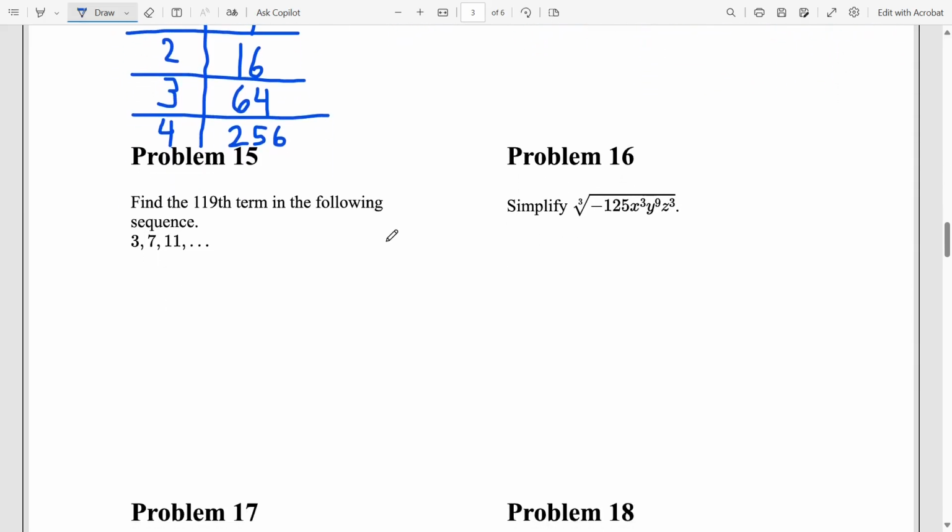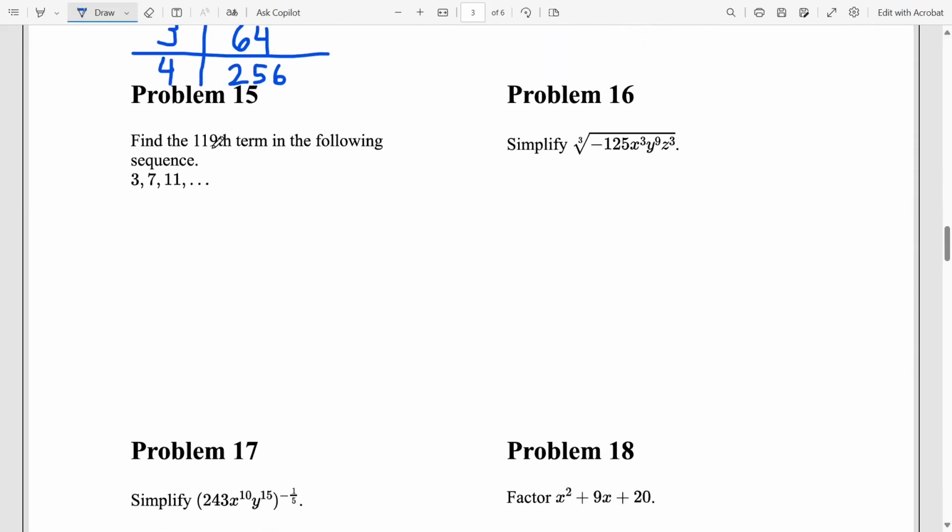Let's go to problem 15. So problem 15, we have to find the 119th term of the following sequence. So we have an arithmetic sequence. So we go from 3 to 7, 7 to 11. So we increase by 4 each time. So our common difference is 4. So d equals 4. Our first term is 3. And the number of terms that we're dealing with in this problem is 119.